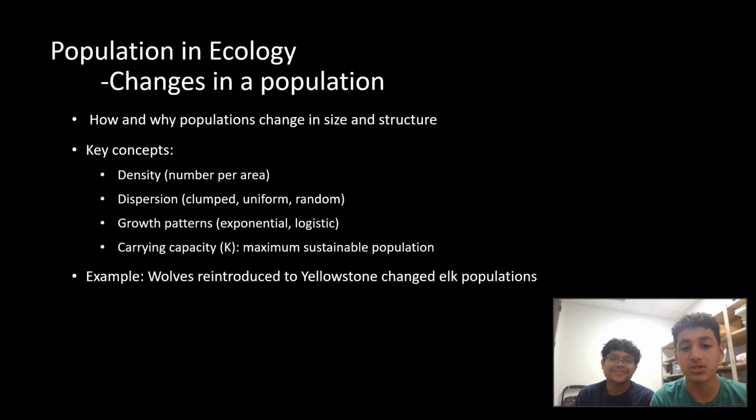Population ecology: what is a change in a population? How and why do populations change in size and structure? Some key concepts are density, which is the number per area; dispersion, which is clumped, uniform, and random; growth patterns, which are exponential and logistic; and carrying capacity, which is K, the maximum sustainable population. For example, wolves were reintroduced to Yellowstone and changed the elk population. When elk numbers were too high, we introduced wolves in order to reduce the elk population back to a stable number.